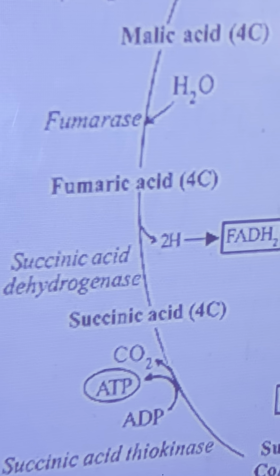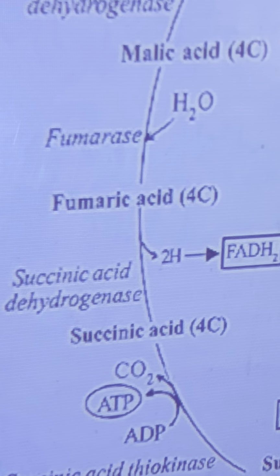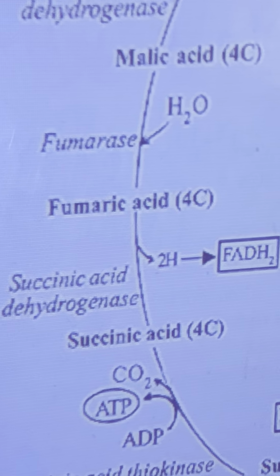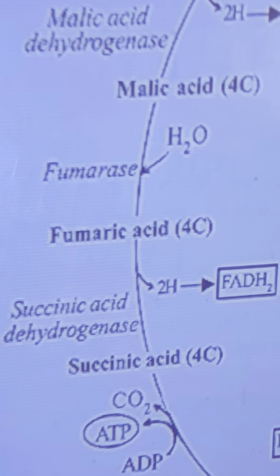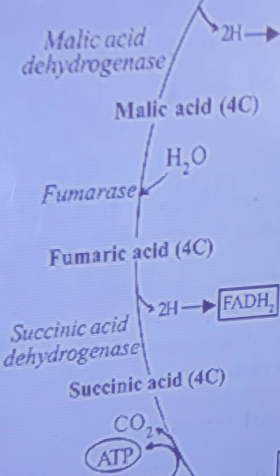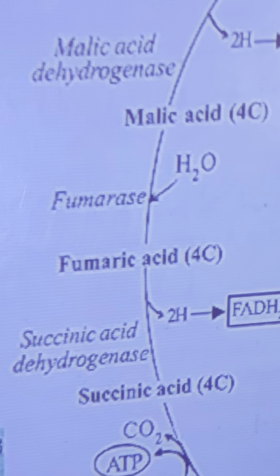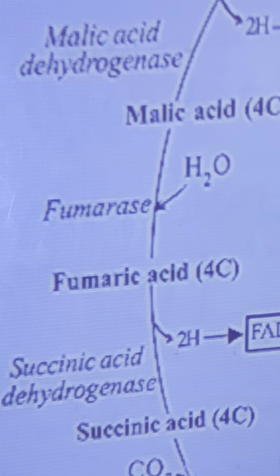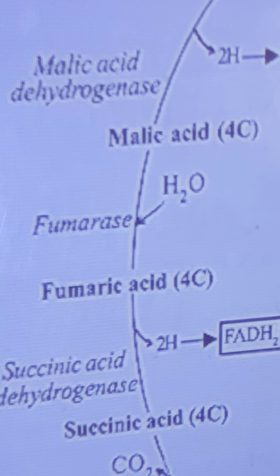This succinic acid is again converted into fumaric acid. Here the enzyme succinic acid dehydrogenase is involved. In this reaction also, FADH2 is liberated. Later, this fumaric acid converts into malic acid, a 4 carbon compound. Here the enzyme used is called fumarase, and one water molecule is involved in this reaction. So that is called hydration.